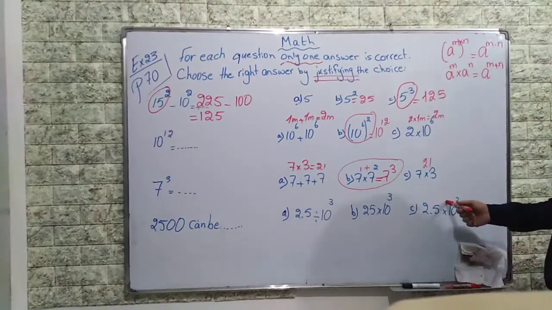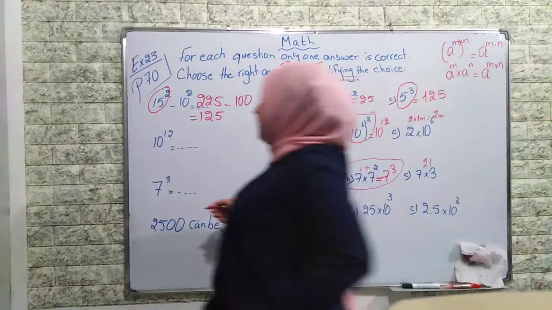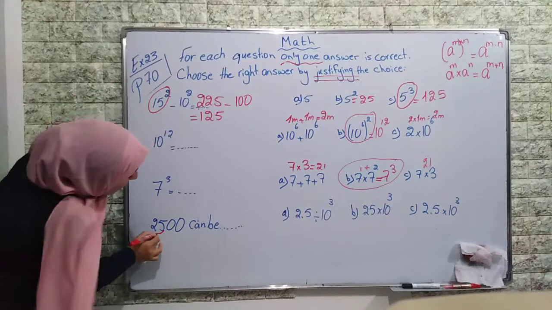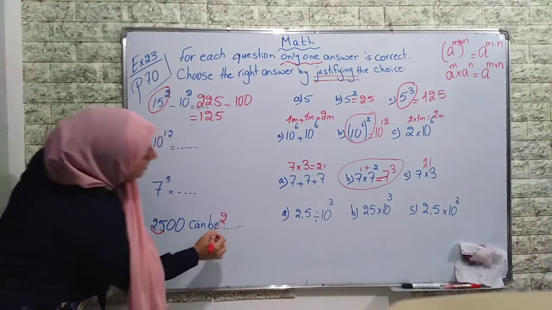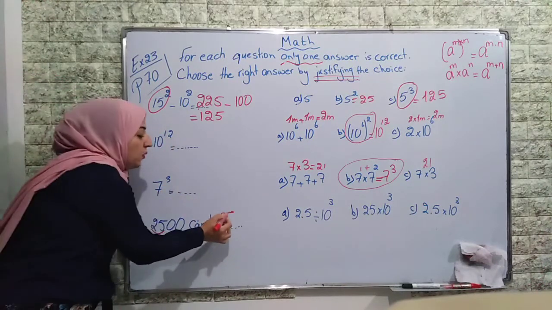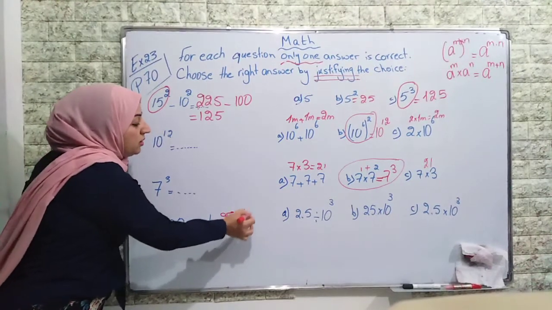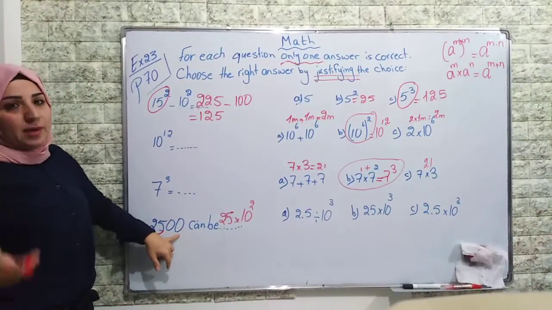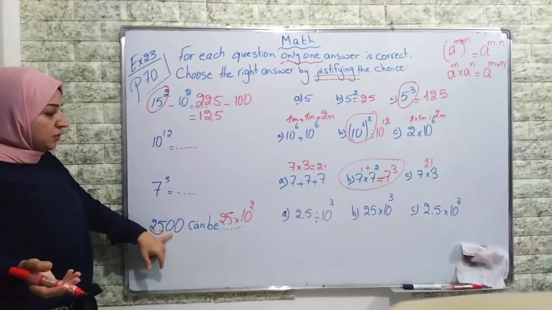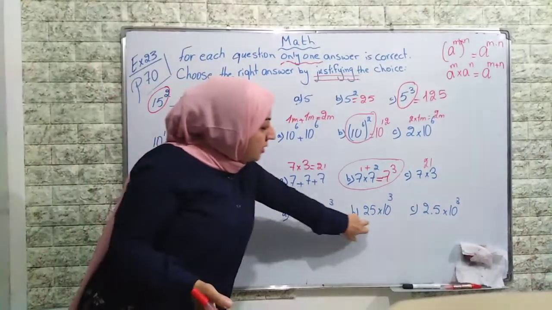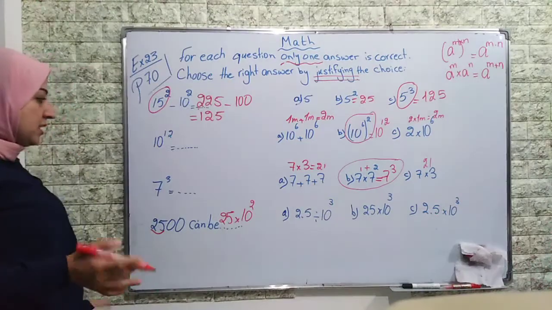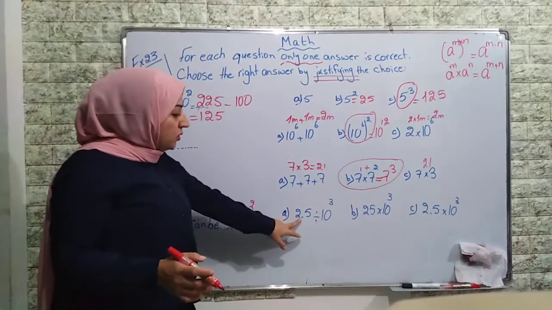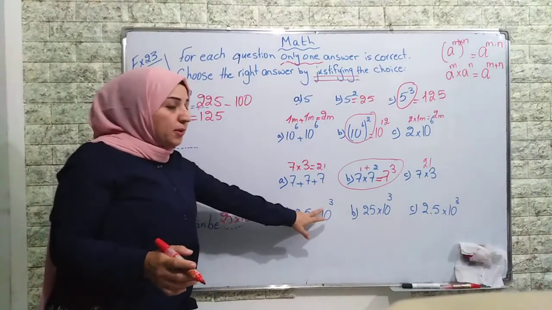Now, 2,500 can be, it can be what? They need a power. Let's see. It can be written as 25 times 10 to the power 2. Since there are 2 zeros next to it, so I'm multiplying by 100. It's 10 to the power 2. They didn't ask me for that. Let's see. Should I write here 2.5 divided by 10 to the power 3?